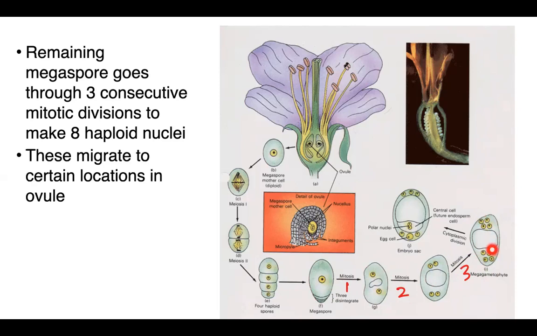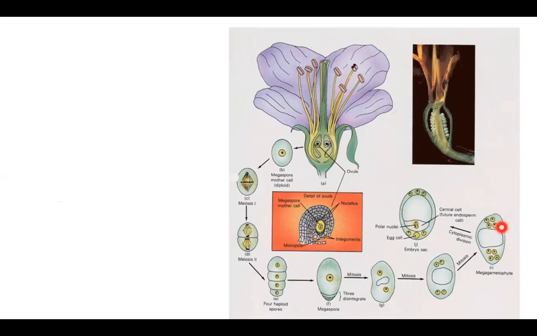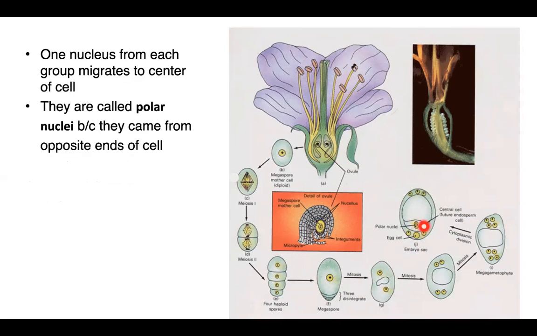You can see from the diagram that these split up into 2 sets of 4, one group of 4 at each end of the cell. One nucleus from each of the groups migrates to the center of the cell. So now you can see we've got 3 left on the top, 3 left on the bottom. So we've had 1 from each of the groups of 4 migrate towards the center. That's going to serve a purpose later. They're called polar nuclei because they came from opposite ends of the cell. They came from each pole.